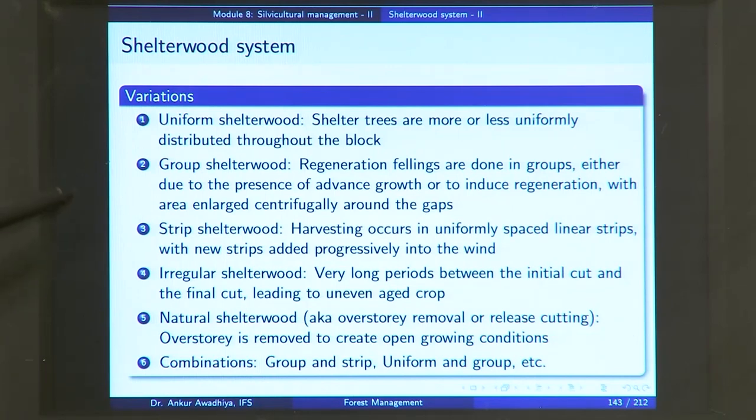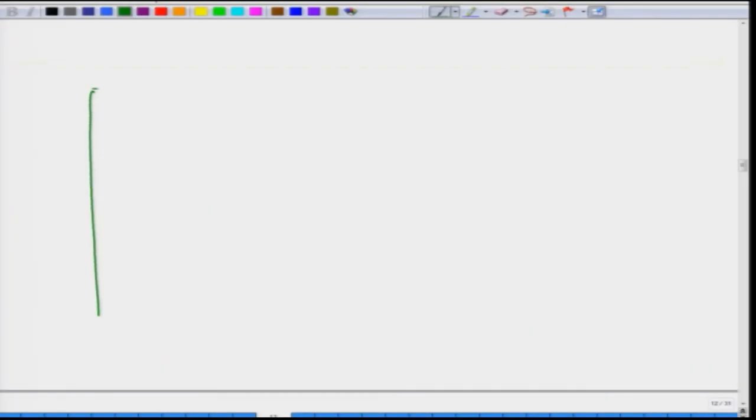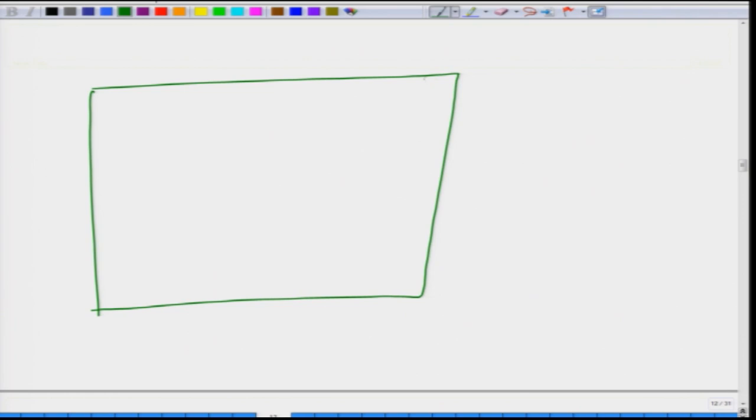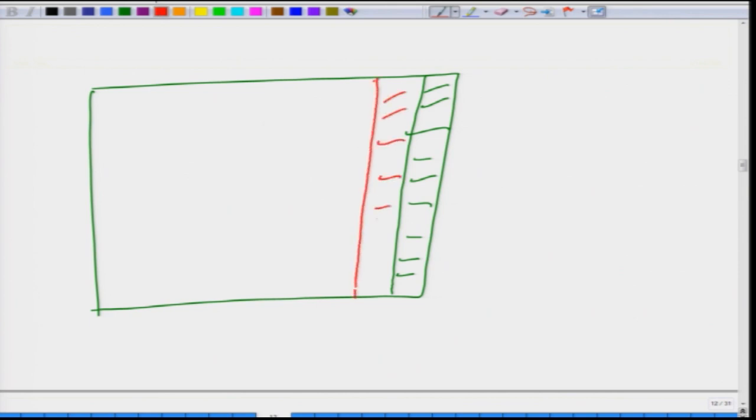Or you can have a strip Shelterwood system, in which you are doing harvesting in uniformly spaced linear strips with new strips added progressively into the wind. So, what we are saying here is that in the case of a strip Shelterwood system, you do a felling here in the first instance, then you do a felling here in the second instance, then you do a felling here, and so on. In this case, the trees that are remaining on the left side are providing the shelter, and you are doing the felling progressively into the wind direction.